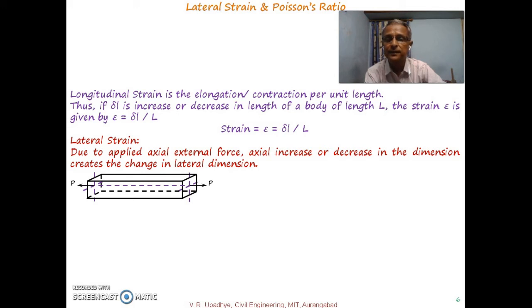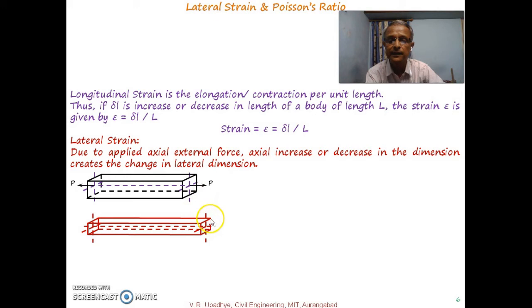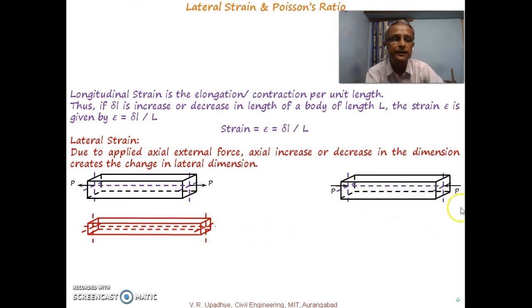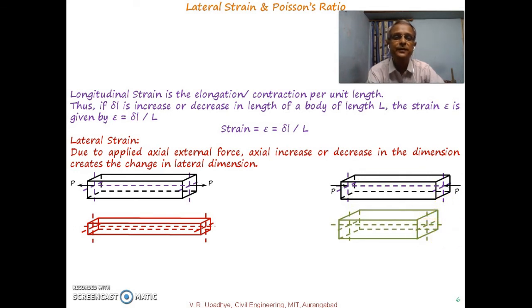If this is the force applied along this axis, and if this is tensile, then the length will be getting increased. But due to the increase in length, the other dimension will be getting decreased. Also, if the member is subjected to compressive force, its length along which that force is applied will get decreased. However, the other dimension will get increased in this particular case. So this is called lateral strain.